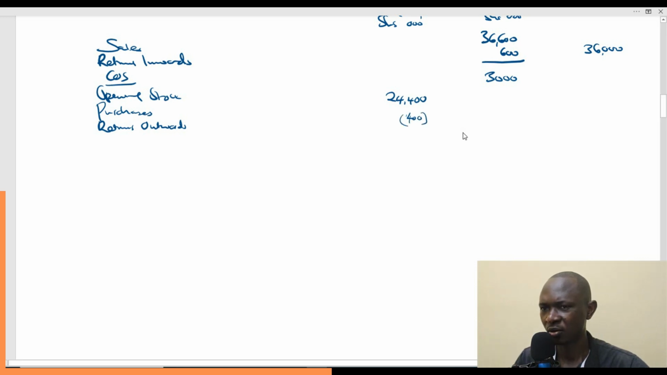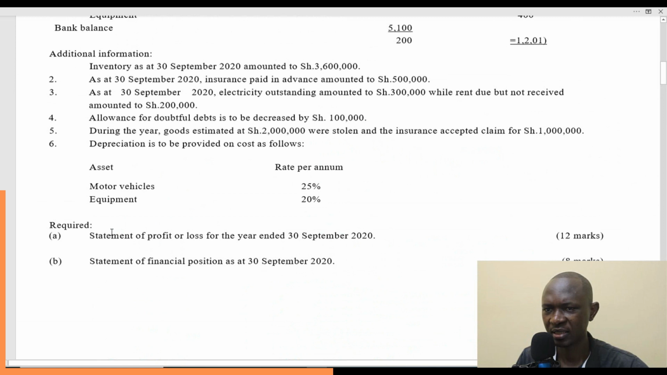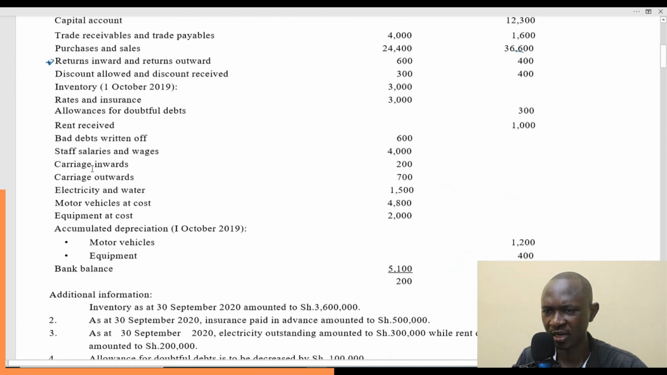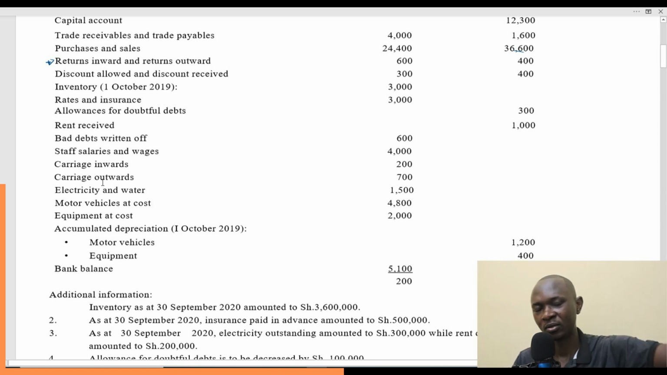And there's also another cost. We saw carriage inwards and carriage outwards. That is very important. Carriage inwards are the costs that you incur when you are purchasing the goods. So that one is normally included in the cost of goods, as opposed to carriage outwards. Carriage outwards are the costs when you are supplying goods to the customer. That one is normally considered an expense.